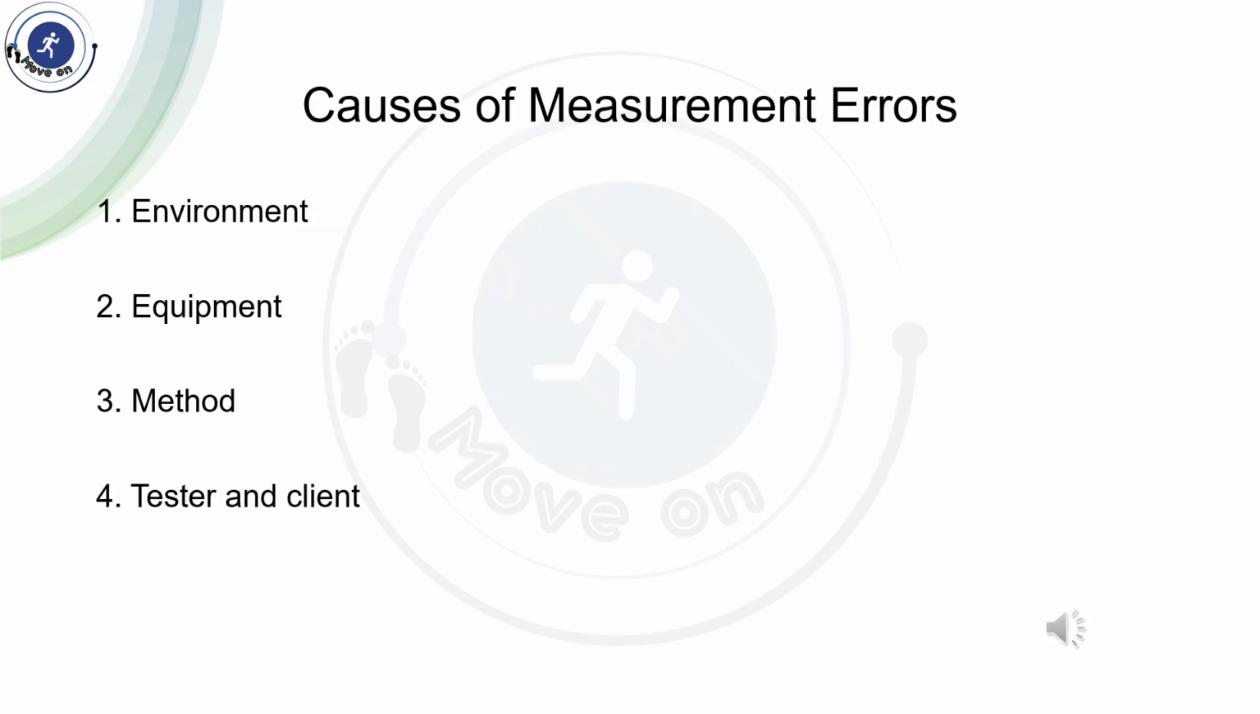There are many causes of measurement errors. The measurement environment may cause errors due to factors such as noise or lighting. The measurement equipment may be incorrectly calibrated or have another defect affecting results. The measurement method may be chosen incorrectly for the person being measured. Both the tester and the client can cause errors, for example, due to insufficient skills or lack of communication abilities.